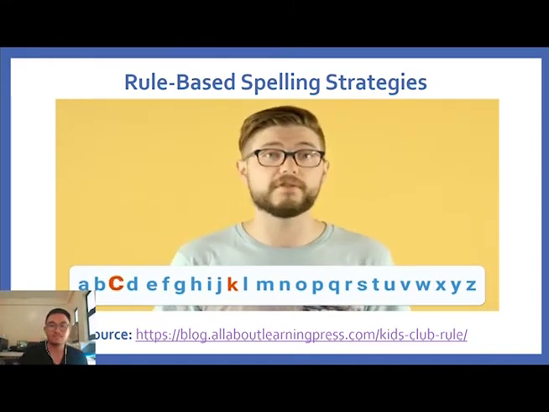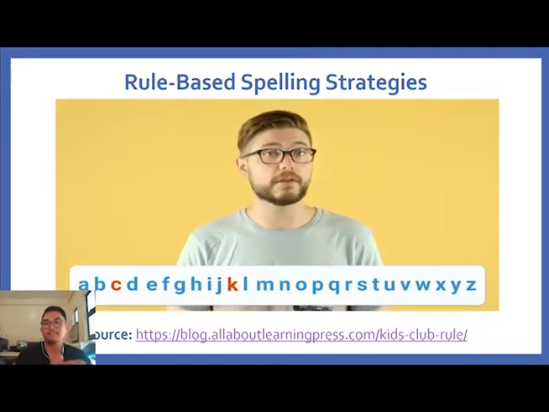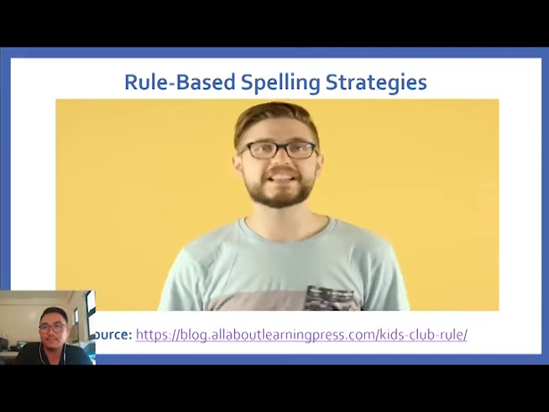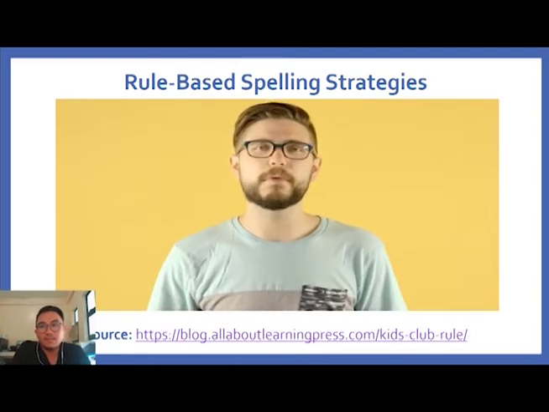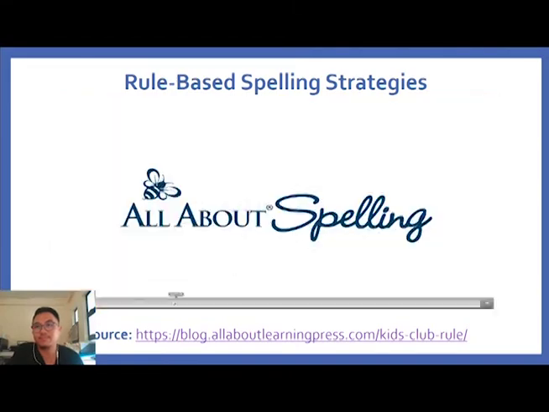C comes first in the alphabet, and K comes second. This is the same order in which you try the letters when building a word. So that's the Kids Club rule. This rule is reliable for tens of thousands of words. Happy spelling!